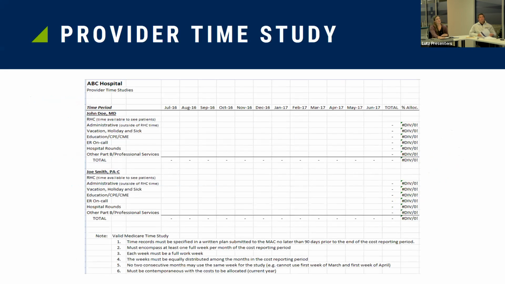We're talking about rural health clinics, and we talked about provider time studies on the ER side. This is just a quick example on the rural health clinic side of potentially where each of those docs are spending their time. We would hope that if you have a rural health clinic, you're doing some type of time study or log of where they're spending their time. It's very helpful so that we make sure we're moving those costs around as needed on the cost report.